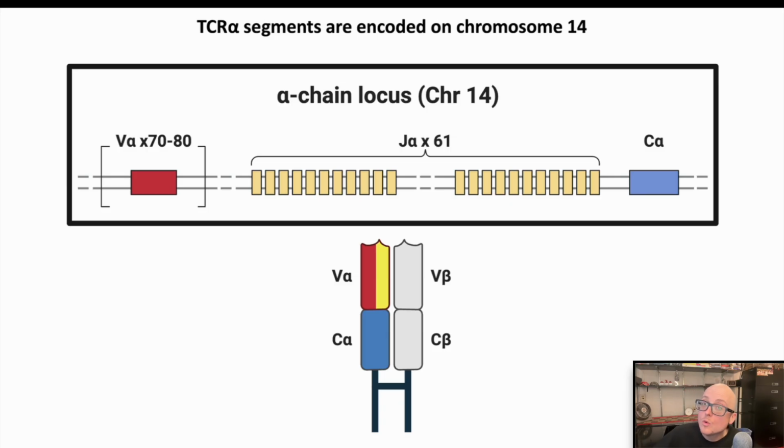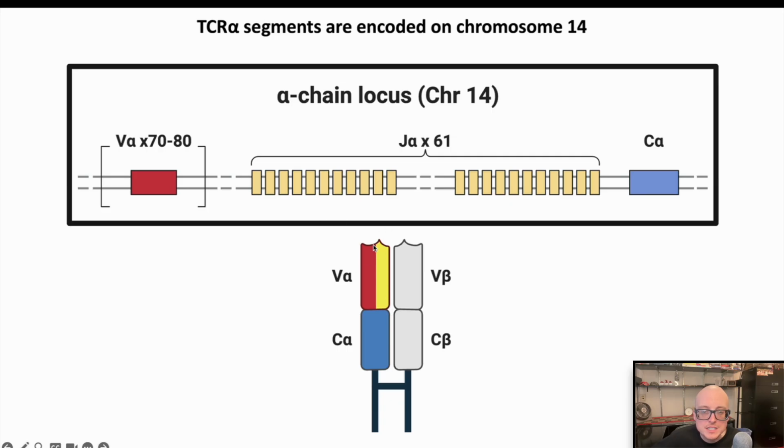You can see that there are actually quite a lot of both of these segments in comparison to the IG light chain loci. We have somewhere between 70 and 80 V alpha segments, depending on the individual, and again, around 61 potential J alpha segments. We can recombine one of these Vs with one of these Js. To think about the overall combinatorial diversity here, you would multiply this number by this number, which would add up to be several hundred at least.